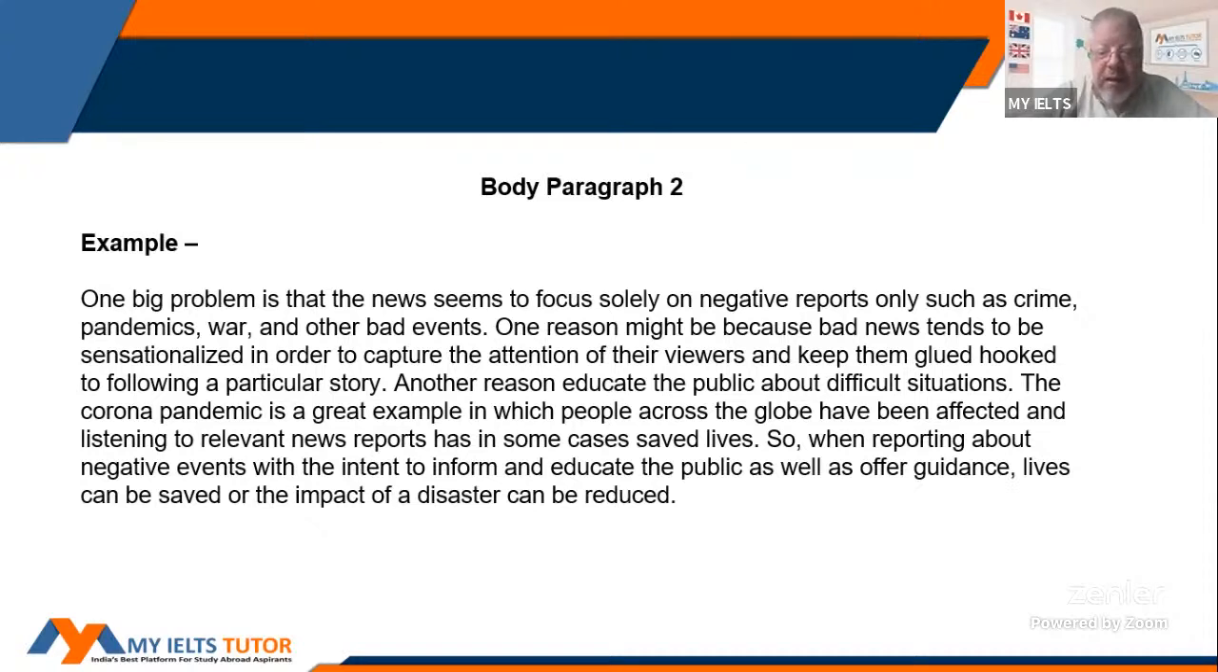And then it makes a conclusion. So when reporting about negative events with the intent to inform and educate, this is making a conclusion of why it's important to report negative news. Now, let's look at our third body paragraph.